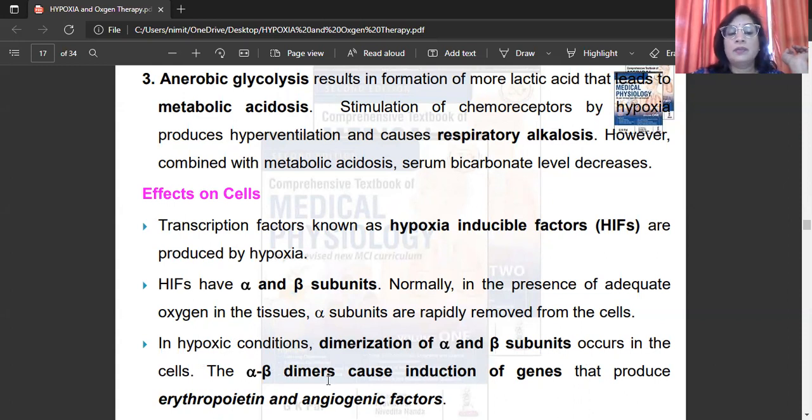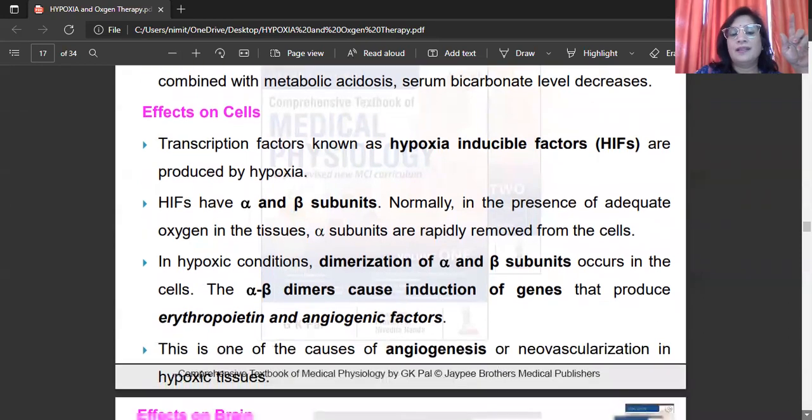The alpha and beta dimers cause induction of genes that produce erythropoietin and angiogenic factors. So what gets produced? Erythropoietin and angiogenic factors. Which two factors are produced by the induced genes? Erythropoietin and angiogenic factors.